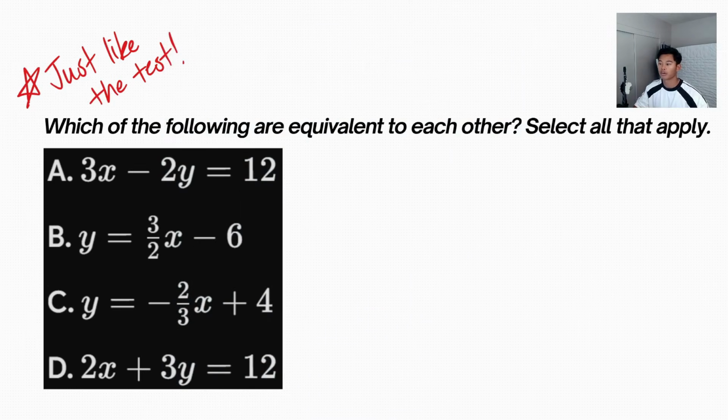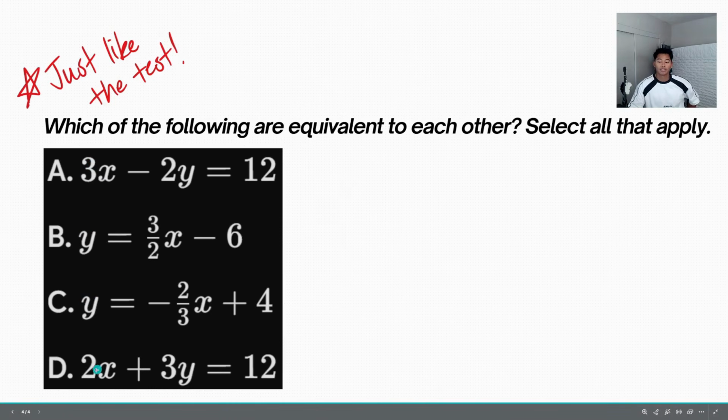Which of the following are equivalent to each other? Select all that apply. And when you see this question, what I'd like you to do is isolate one variable. You'll be able to tell which ones are equivalent if you just isolate one. When I look at these options, immediately B and C already have y isolated. They already have y on one side of the equation. So if I want to save myself some time, I'm going to do the same thing that they already did for me. They isolated y on both of these. I just need to isolate y on A and isolate y on D, and then I'll be able to see which ones of these are equivalent.